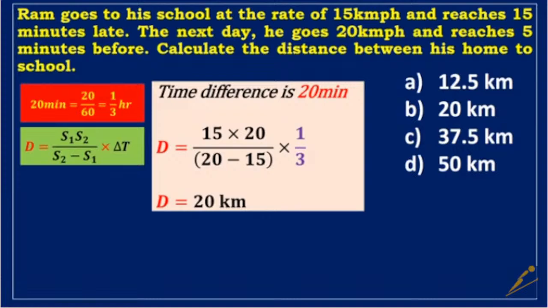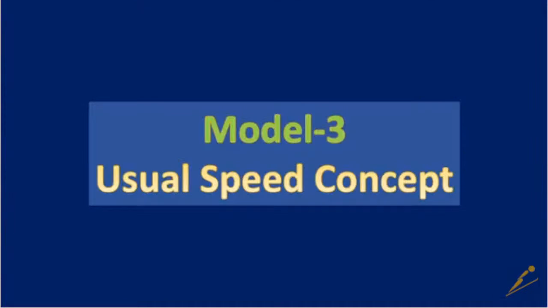When the total difference in time for two journeys at two different speeds for traveling certain distances is given, the distance of the journey is equal to S1 S2 divided by S2 minus S1 into del T. Substitute these values in the equation, we get a distance of 20 kilometers. Model 3. Usual speed concept.